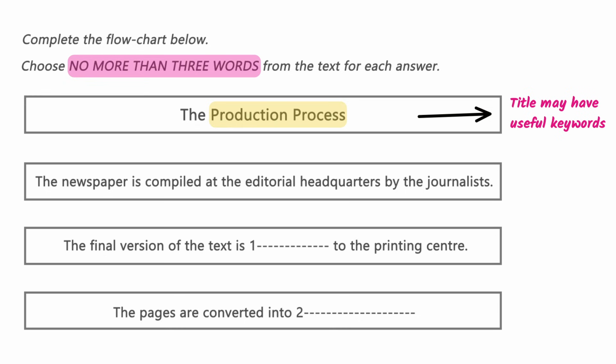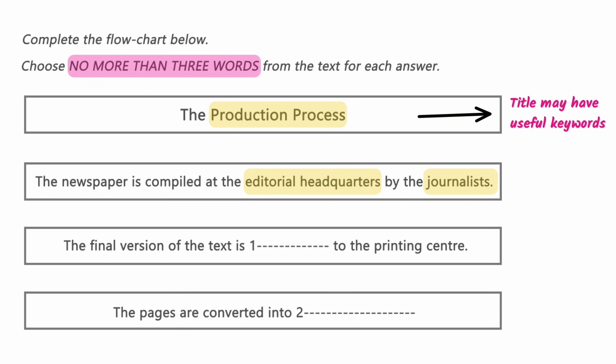And after that, there is 1 line: the newspaper is compiled at the editorial headquarters by the journalists. Remember something. A word like newspaper is not a very useful keyword. Why? Because this is a kind of repetitive keyword, so you may see newspaper in the text a lot. So this type of keyword is not very useful, so we forget about it, right? Maybe editorial headquarters and journalists can somehow be good keywords. Next one: the final version of the text is sent to the printing center.